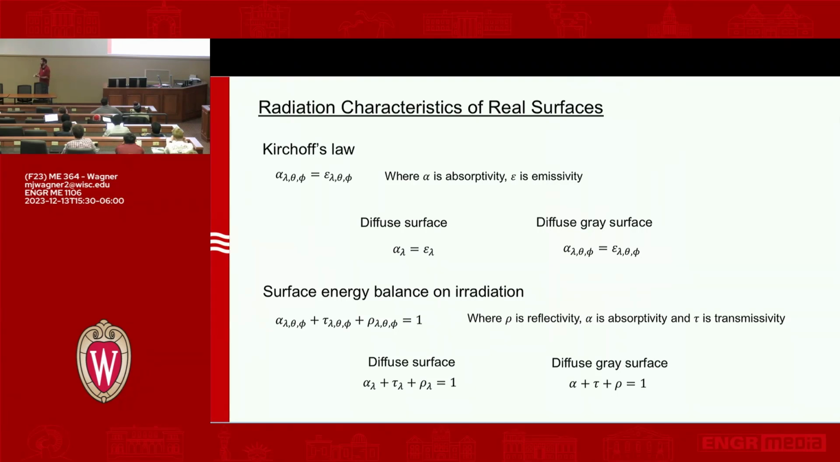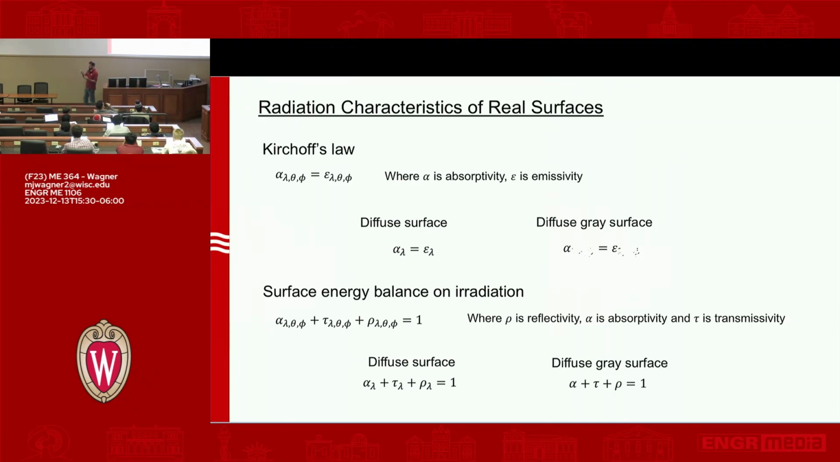If you have a diffuse surface in which there is no angular dependence, then you can say absorptivity equals emissivity for a given wavelength. If you have a diffuse gray surface, these will go away. It looks like this, right? Absorptivity is equal to emissivity. Okay? So it's only under the conditions of a diffuse gray surface where absorptivity is emissivity in general.